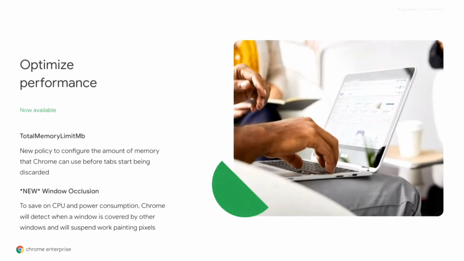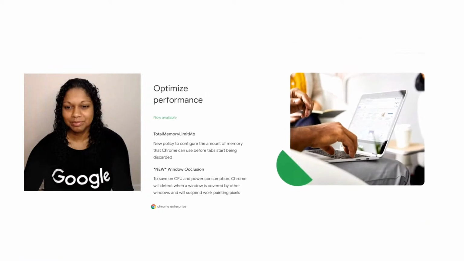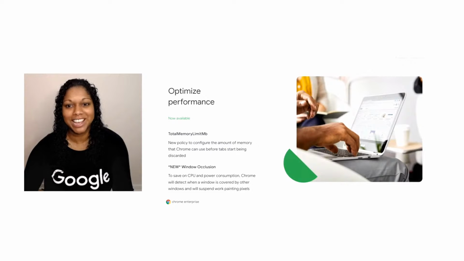We've also made improvements in performance. We've heard a lot of feedback from customers on the need to be able to tweak the amount of memory that Chrome uses. And so we've come up with a policy that allows administrators to set a cap on the amount of memory that Chrome is allowed to use before tabs are discarded. This is especially helpful for virtual machines that might have shared resources.